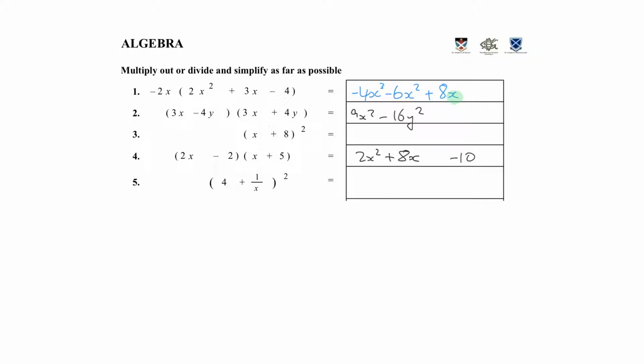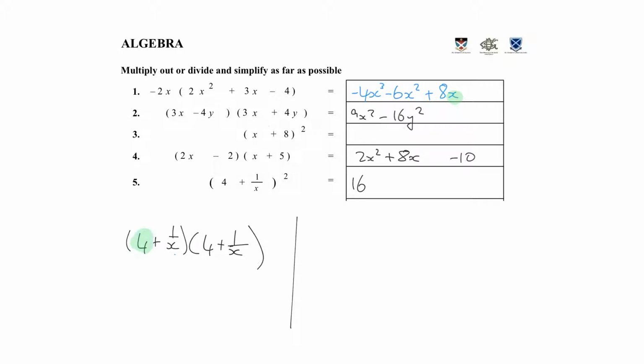Next up we've got question 5, and if we're squaring something, it means you multiply it by itself. So let's rewrite this as 4 plus 1 over x times 4 plus 1 over x, so we can see what we're doing. Now it looks like question 2 and question 4. Multiply every term in the first bracket by every term in the second bracket. So 4 times 4 is 16. Not too bad so far. 4 times 1 over x.